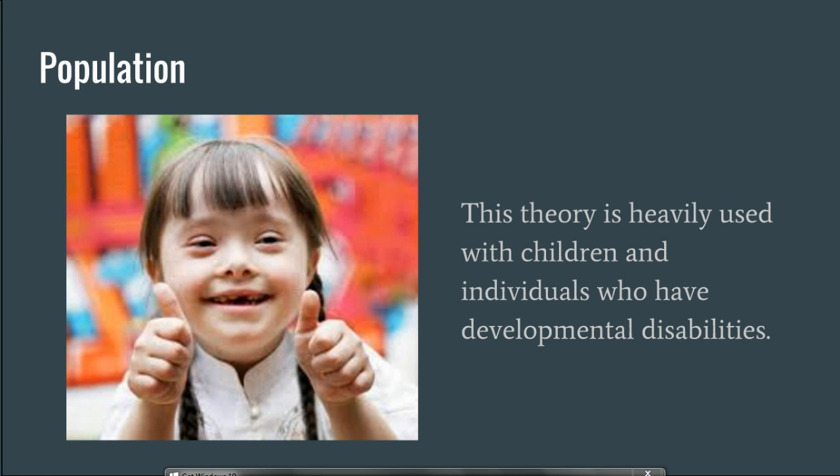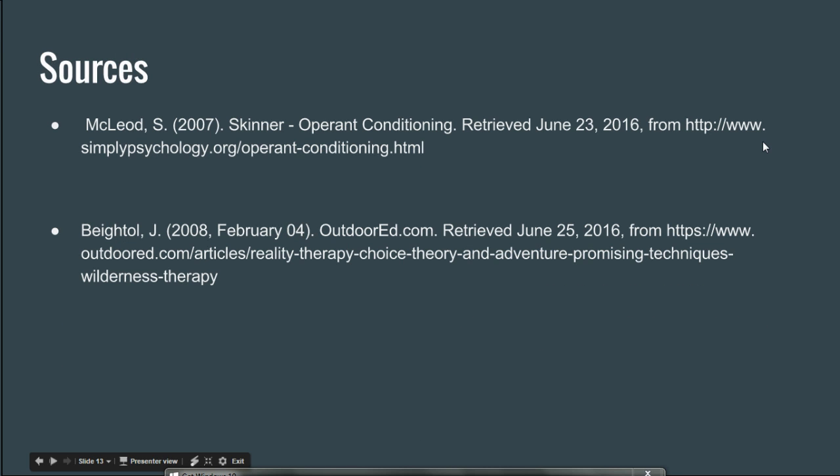The population that this theory serves best is children, because they're still growing and still learning what is good and what is bad or unacceptable. Also, individuals who have developmental disabilities, it's really common to work on their behavior as well. And then these are my sources.